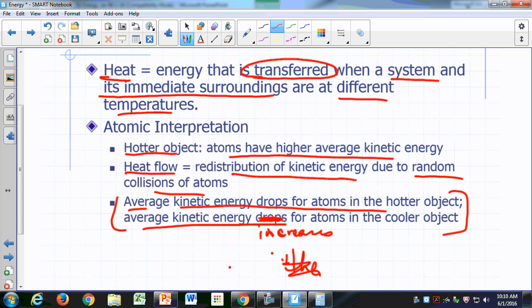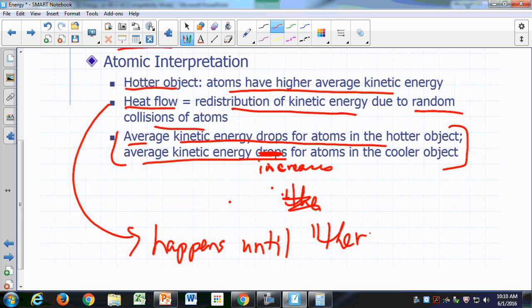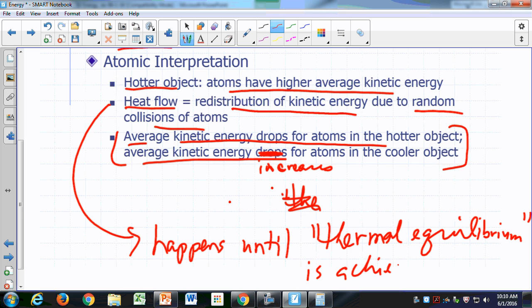So this happens until thermal equilibrium is achieved. And that's when the average kinetic energy is the same for both the originally hot and the originally colder object. When they come to the same temperature, they now have the same average kinetic energy.